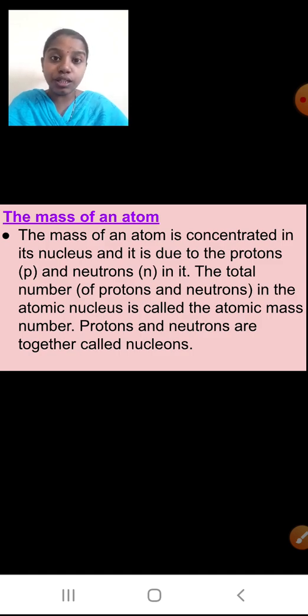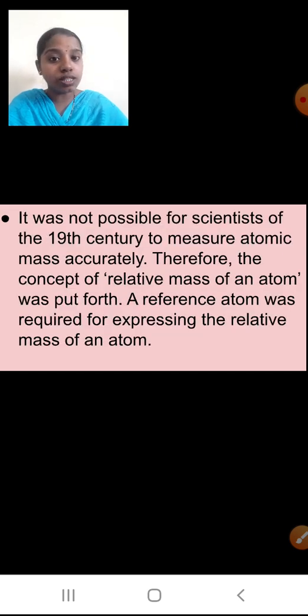What do we call them? Nucleons. So the protons and neutrons are together called nucleons. Okay. Now, it was not possible for scientists of the 19th century to measure atomic mass accurately. They couldn't do it. So what did they do? Therefore, the concept of relative mass of an atom was put forth. Some reference was needed, so that using that reference I could calculate the atomic mass of different elements. A reference atom was required for expressing the relative mass of an atom.